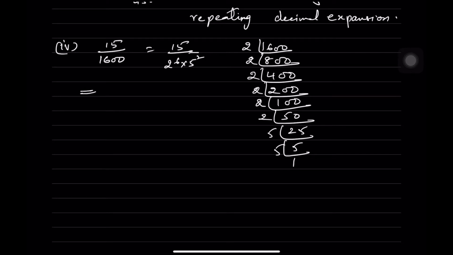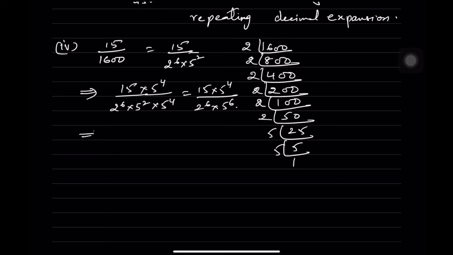So 2 to the power of 6 into 5 to the power of 2. So which implies, because you have this in the denominator, you can write this as 15 by 2 to the power of 6 into 5 to the power of 2. You can multiply it with 5 to the power of 4 in numerator and denominator, which is equal to 15 into 5 to the power of 4 by 2 to the power of 6 into 5 to the power of 6. So this implies that 15 by 1600, because we can write the denominator in the form of multiples of 2 into 5, therefore has a terminating decimal expansion.